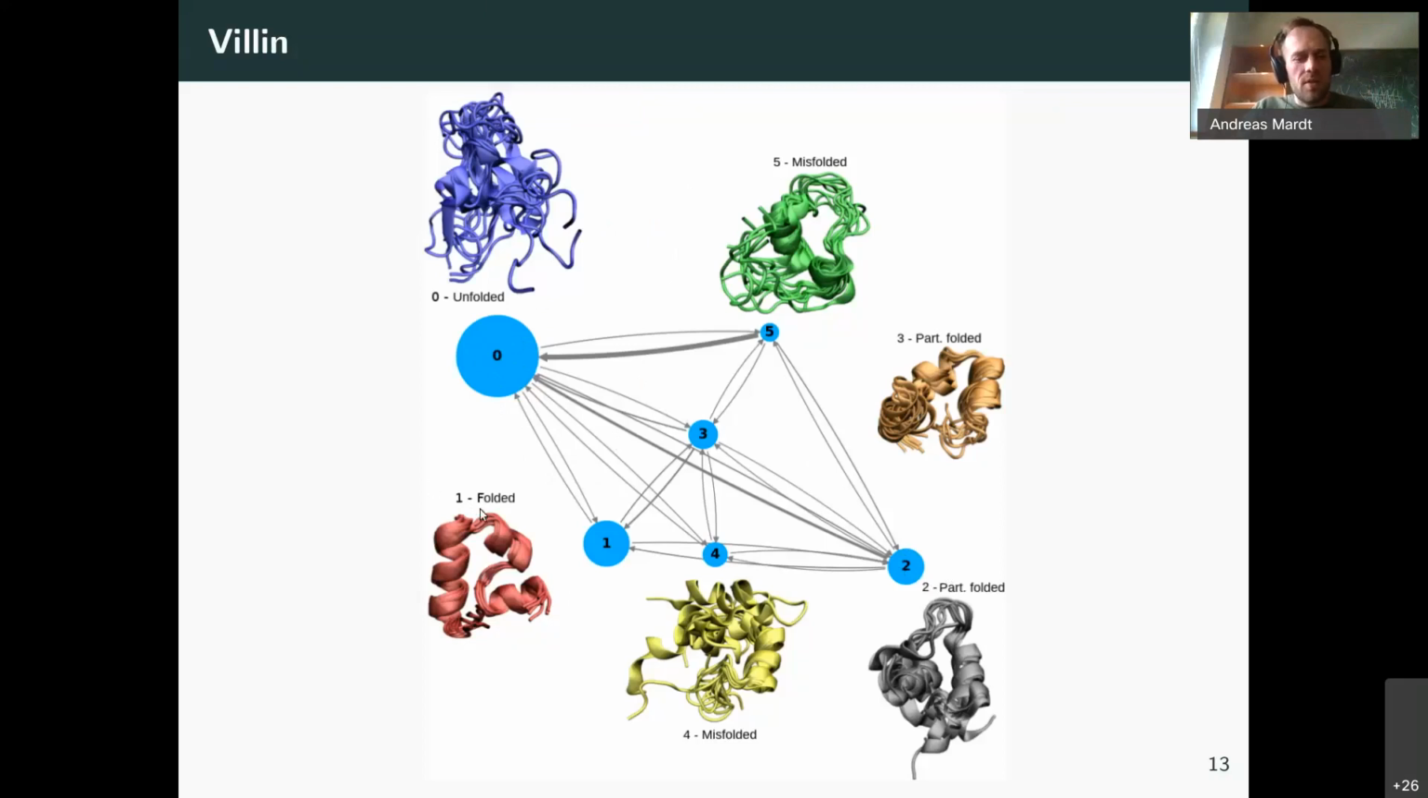For example, in this case, you can see the fully folded structure. And there exists a misfolded one where some parts are folded which should not be folded according to the folded one. And in order to go from this misfolded state to the folded one, you have to go back to the unfolded one, or to some other folded one, before you can go to the fully folded state.